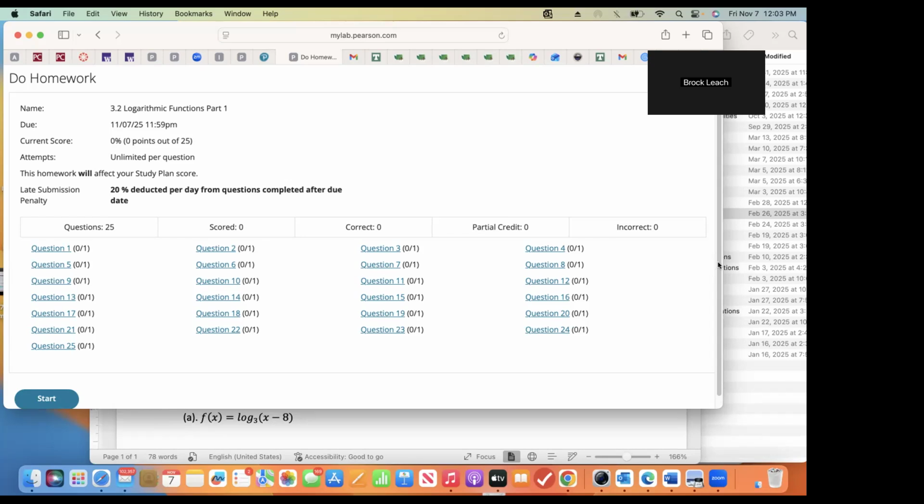Yeah, the logs are a little confusing at first, just because it's like, what does that mean? Think of them as a way for us to solve equations where we have an unknown value in the exponent. It's a way for us to solve equations where we're looking for a solution in an exponent. That's why we have them.